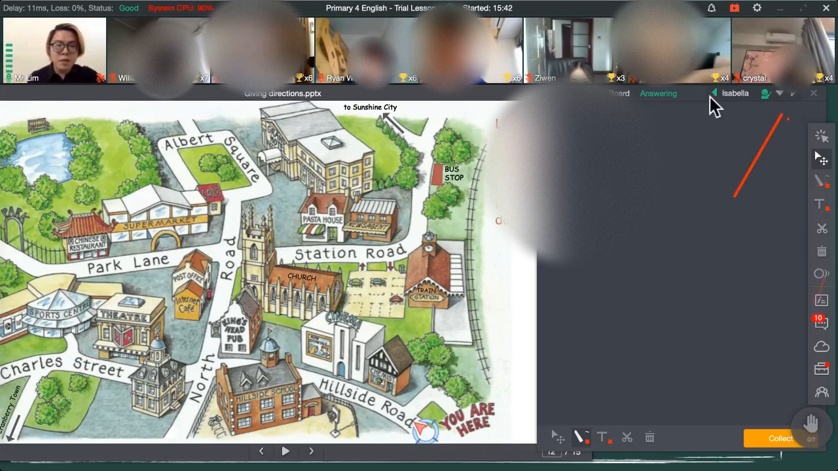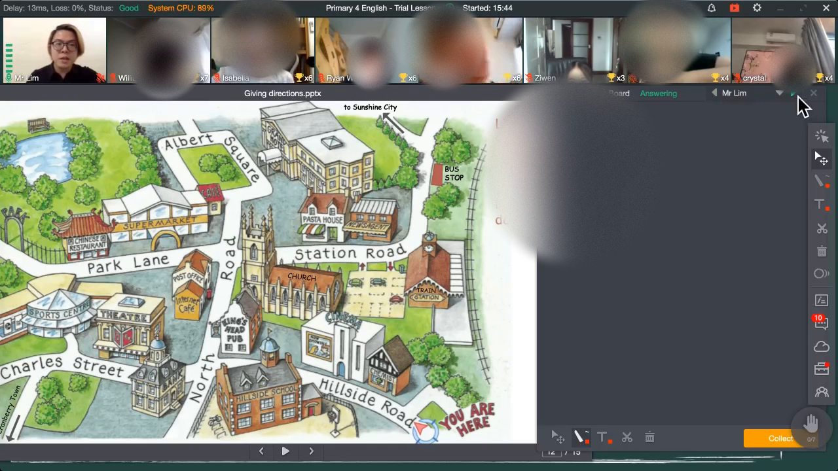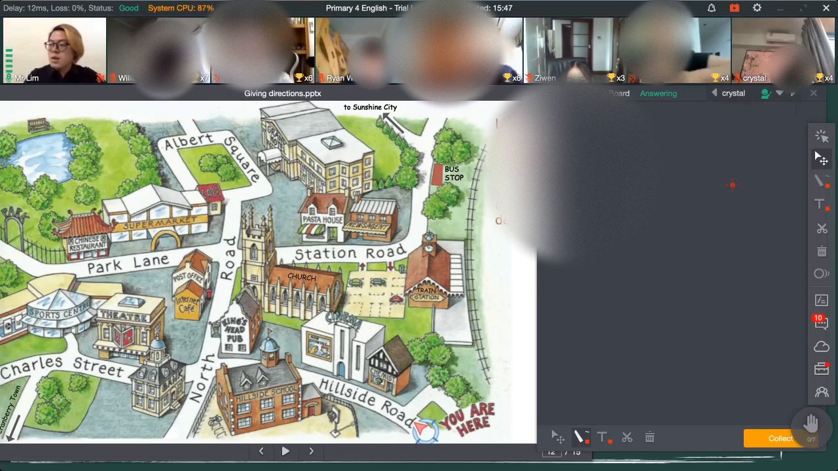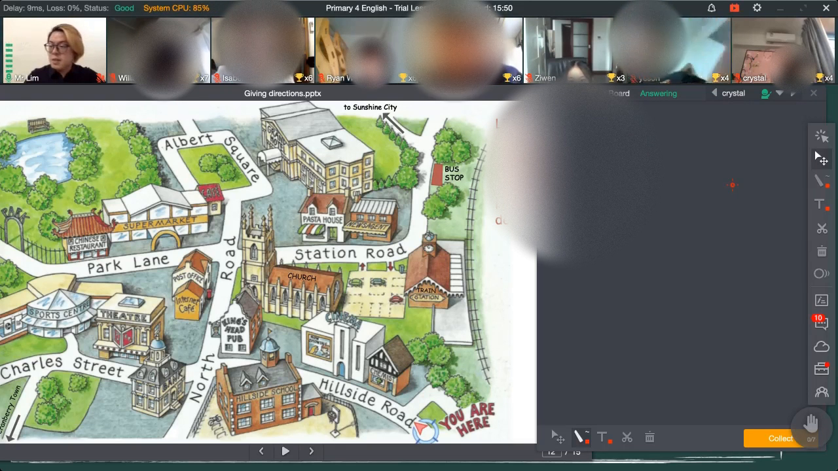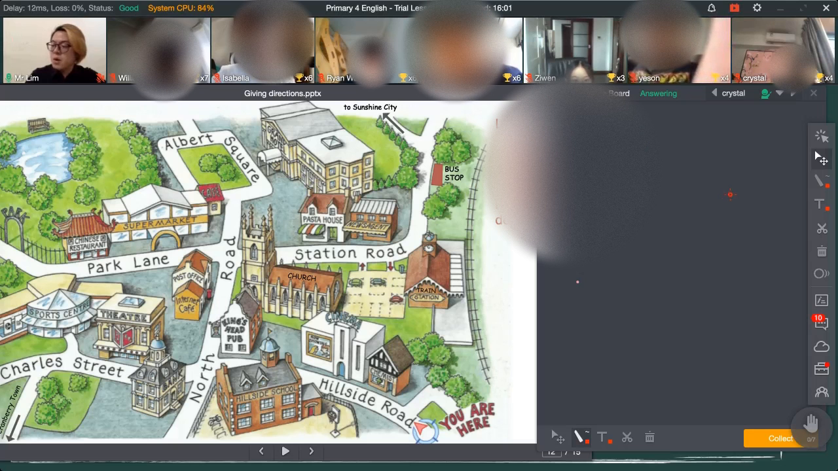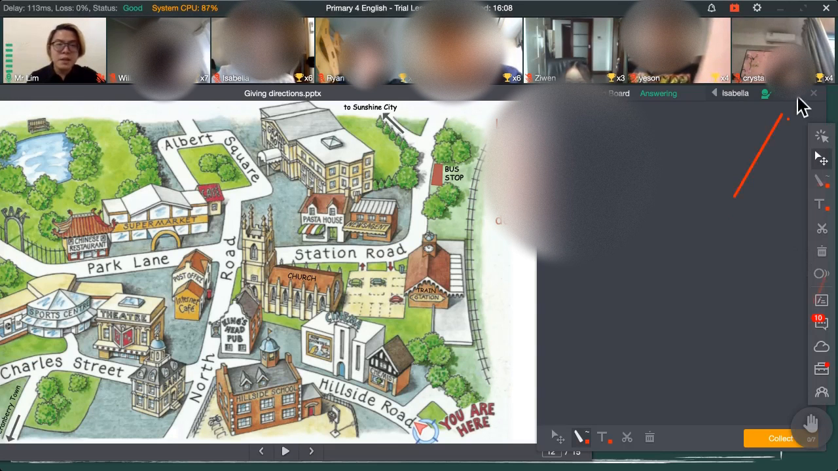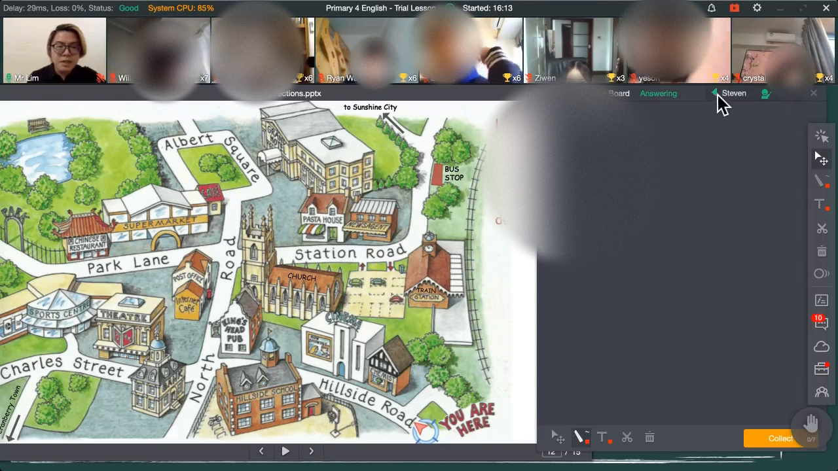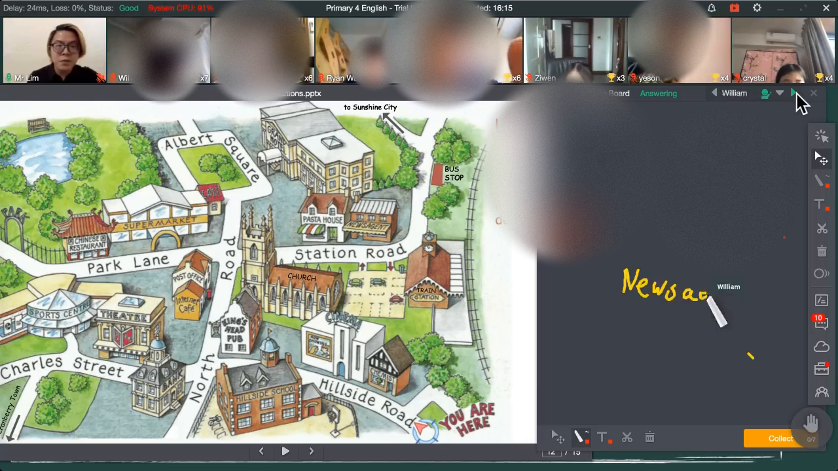Okay, I'm going to repeat my instructions from the beginning. Walk along Hillside Road from the starting point until you see the pub. Make a right turn into North Road. Walk straight ahead. Take the first right into Station Road. Walk past Pasta House. Your destination is the building on the left. Okay, could you please write down the building for me? I see some of you have already written down the answer. Let's just wait for the rest.